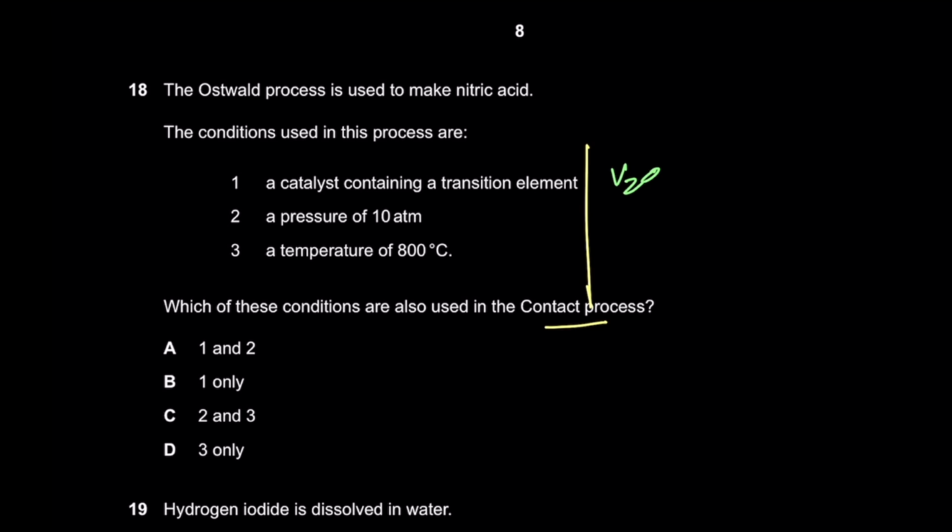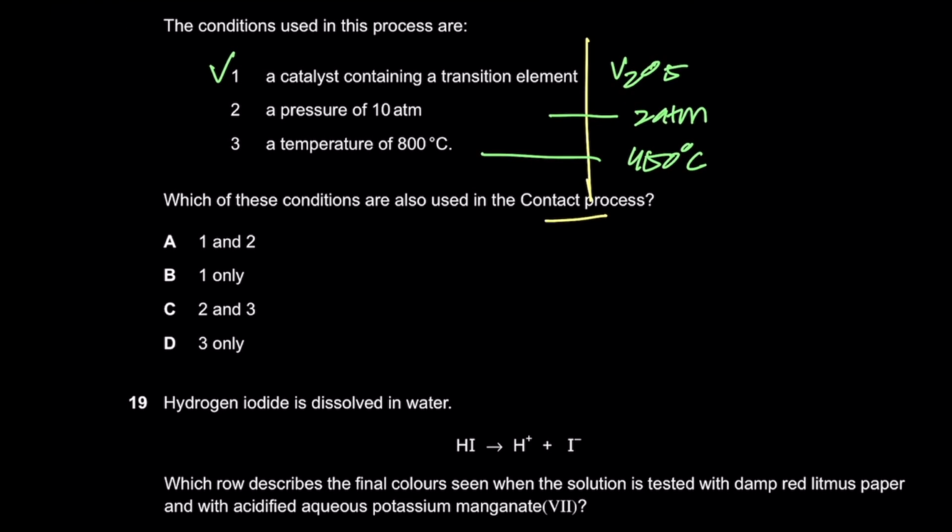We also use a catalyst that contains a transition element in the contact process, which is V2O5, vanadium pentaoxide. In vanadium pentaoxide, the vanadium is the transition element. So yes, in the contact process we also use a catalyst that contains a transition element. So one is correct. A pressure of 10 atmospheres, no. In contact we use 2 atmospheres. A temperature of 800, no. In contact we use 450 degrees Celsius. So 2 and 3 are wrong. 1 is the only correct option. Done, done, done.